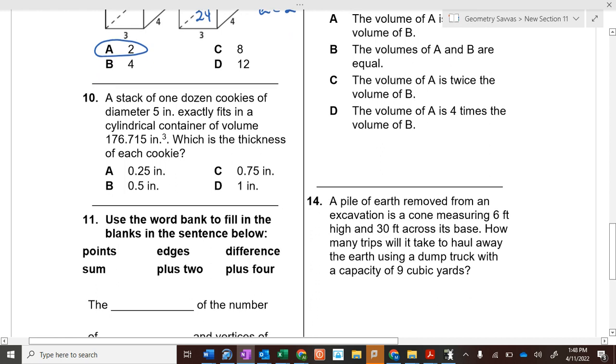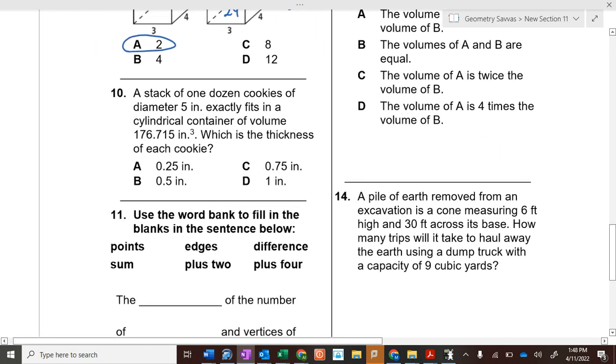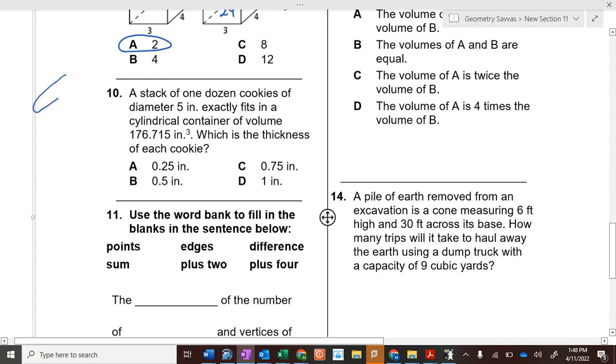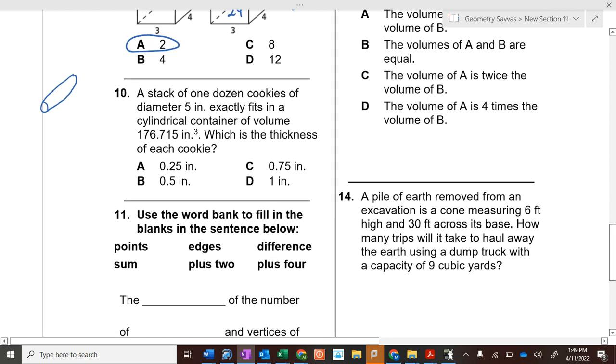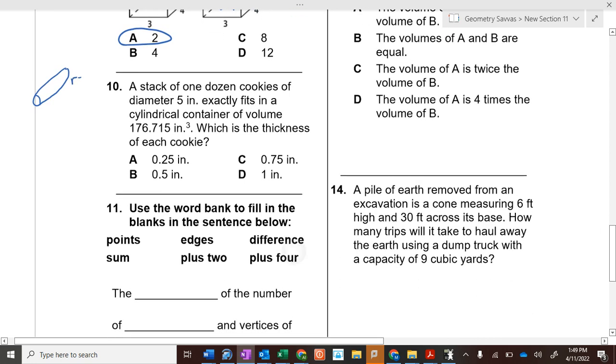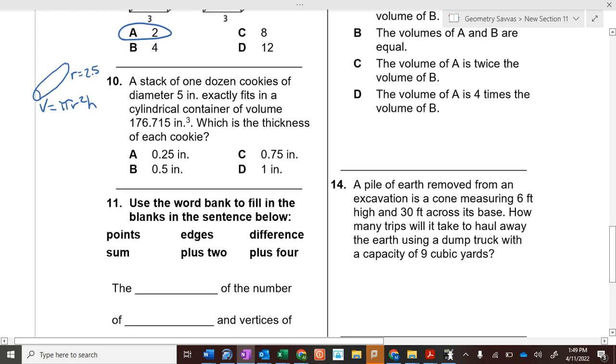Okay? A stack of 1 dozen cookies, 5 inches in diameter, fits exactly into a cylindrical container with that much volume. What's the thickness of each cookie? Okay, so you have your stack of Oreos here. The diameter is 5, so your radius is 2.5. So the volume equals the area of the base, pi r squared, times the height. Okay. What we're looking for is the height.